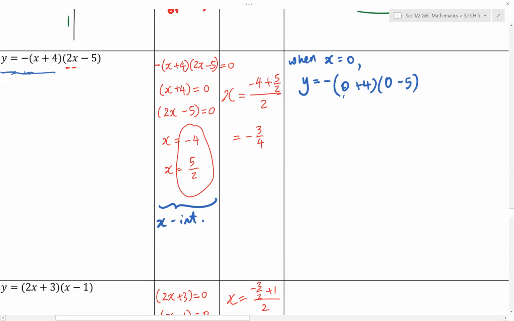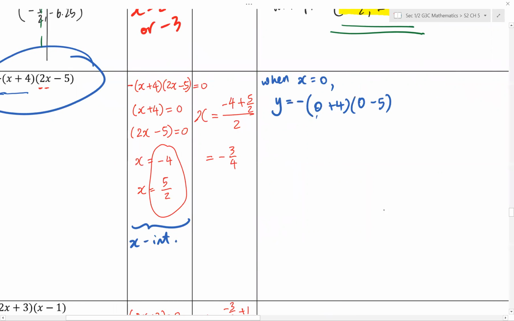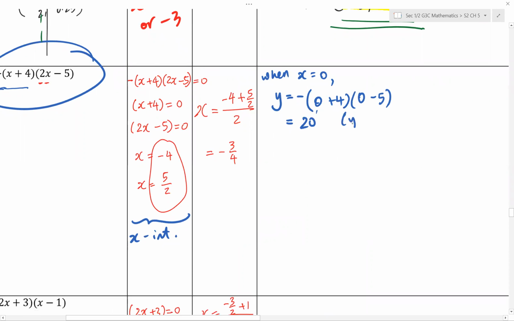Eventually, you're going to get so lazy and yet so fast that when you look at this, you can do it in your mind already. -4 times -5. Can you see that? Mentally change all the x to become 0. -4 times -5 gives us 20. But for a start, we do all the working. -4 times -5, we get 20. So now we have our y-intercept. This is our y-intercept.